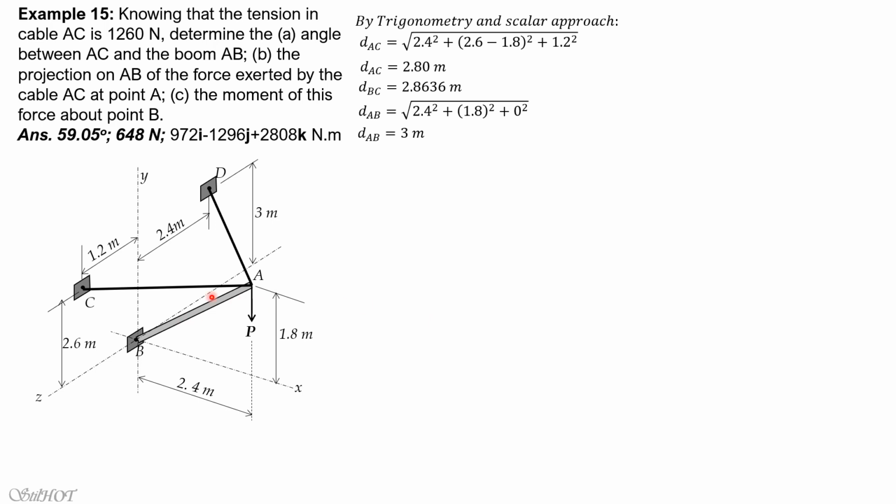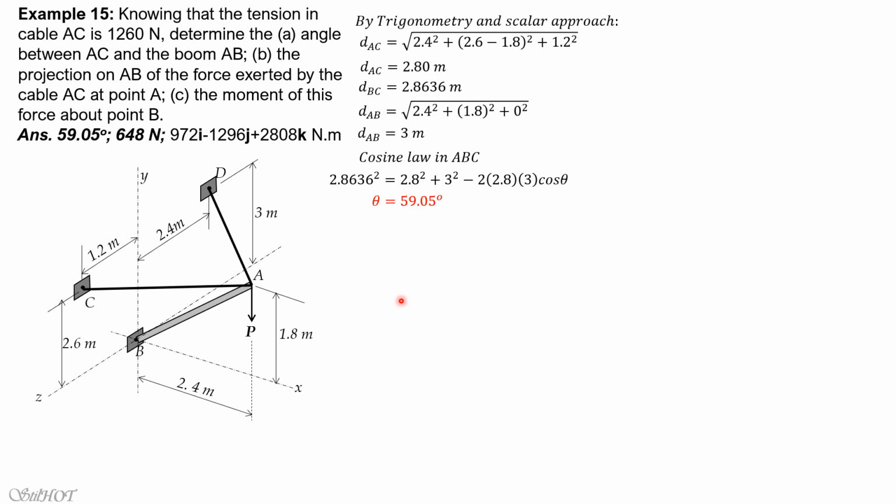Now that we have defined the sides of this triangle, we apply cosine law to solve for this angle theta. The opposite of this angle theta is BC. So BC squared equals 2.8 squared plus 3 squared minus 2 times 2.8 times 3 cosine of theta. Remember cosine law. So solving for theta, theta is 59.05 degrees.